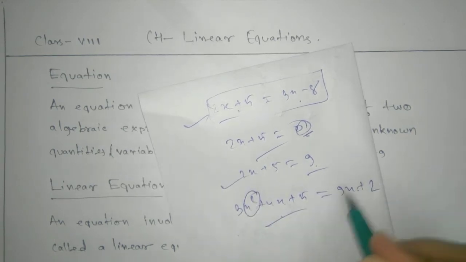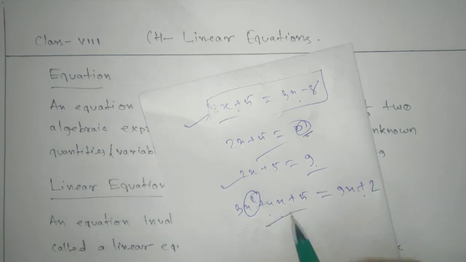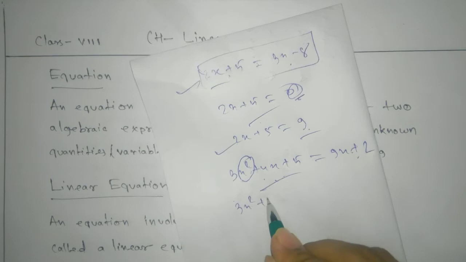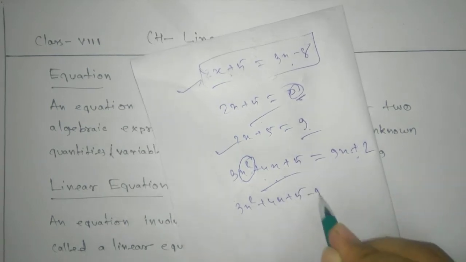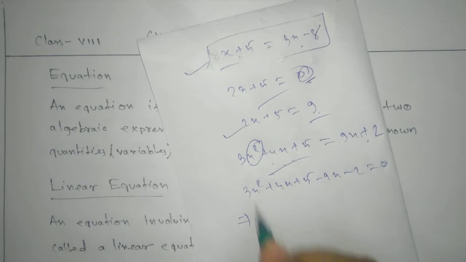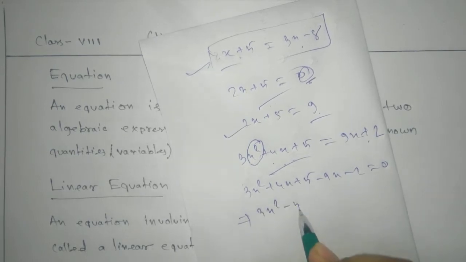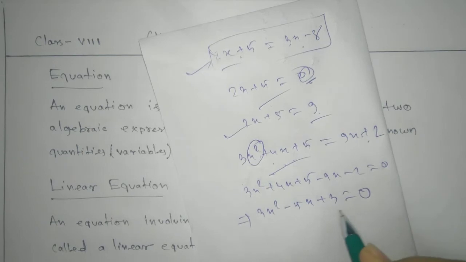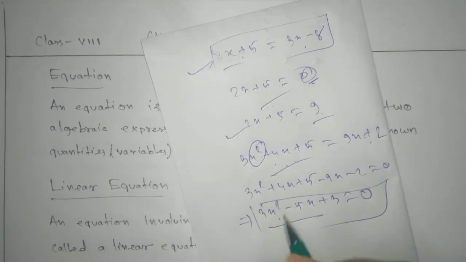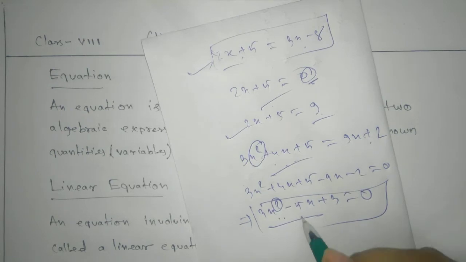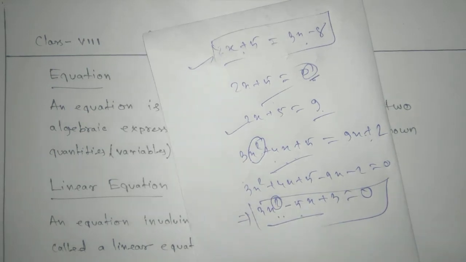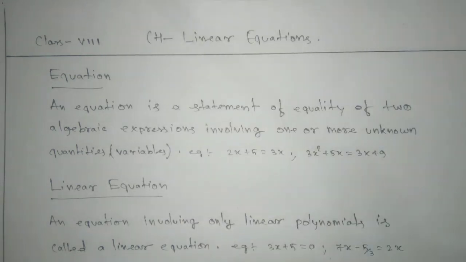If you bring this expression to this side and solve it, that means 3x square plus 4x plus 5 minus 9x minus 2 equals 0. 3x square minus 5x plus 3 equals 0. This is the standard form, and you can see the highest power is 2. This is a quadratic equation, not linear. So let's see what we mean by linear equation. An equation involving only linear polynomials is called a linear equation.